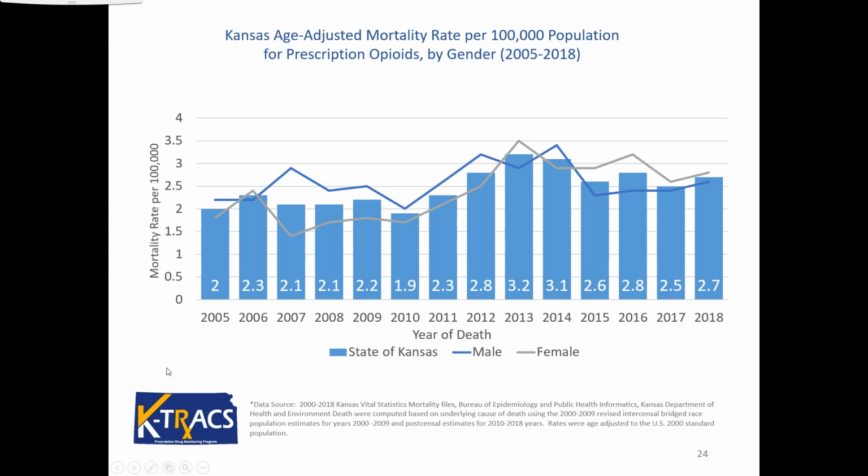But what we can see in Kansas is that we've had a peak in 2013 and 2014, and then we've slowly gone down in terms of the mortality rate that is attributed to prescription opioids. It is noteworthy to see that women tend to have a higher rate of mortality due to prescription drugs than men. But this may be because women tend to seek out care more than men, so they may have higher prescribing rates. In KTRACS, we can monitor use between males and females.